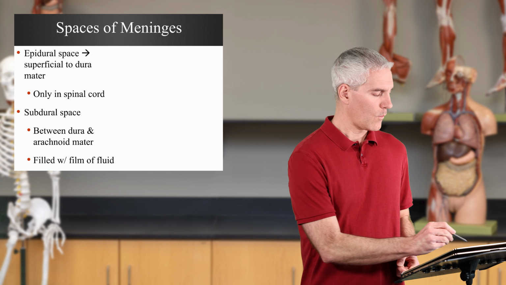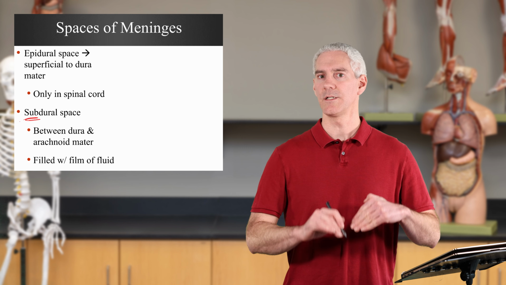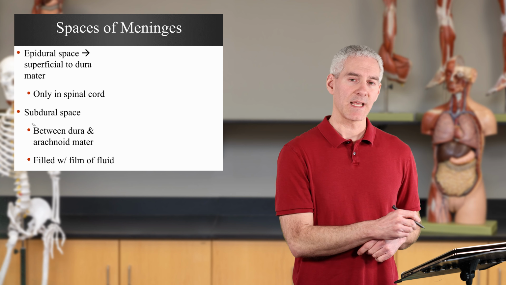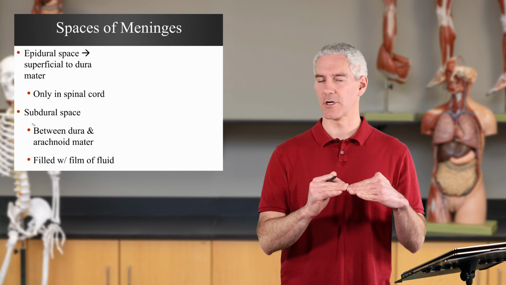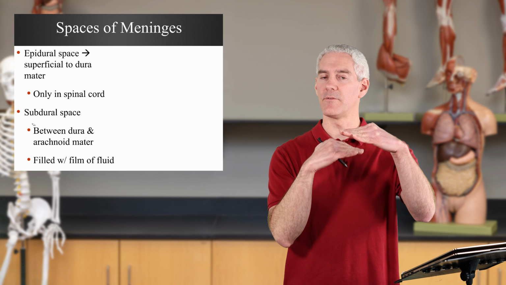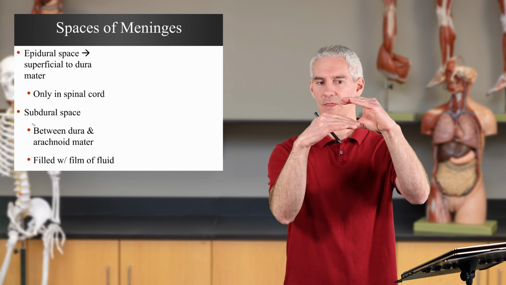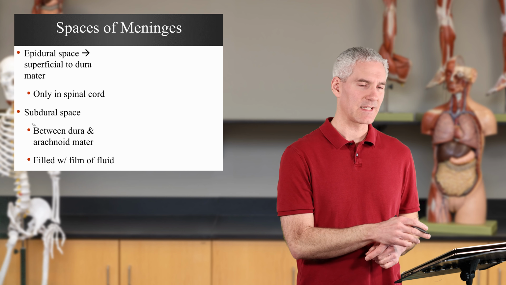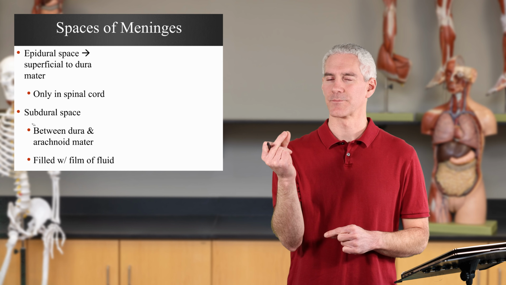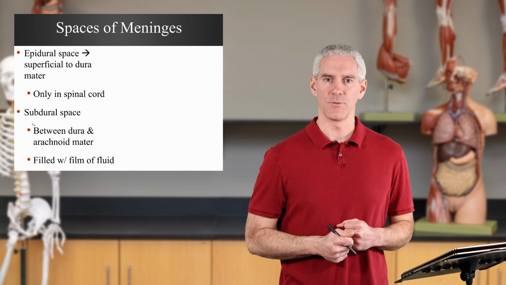Subdural space. Well, the prefix sub means below or under. So in this case, the subdural space is a space under the dura mater, but above the arachnoid mater. So if you have the dura mater, arachnoid mater, this is the subdural space. Now this subdural space is a very thin layer. It's kind of filled with a very thin film of fluid. So there's not a whole lot of movement or space in here.